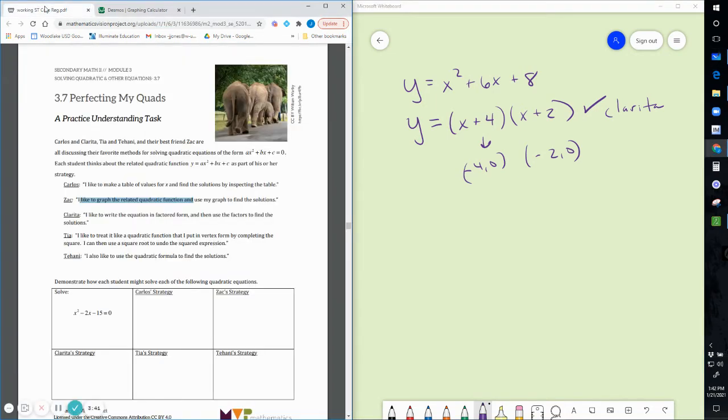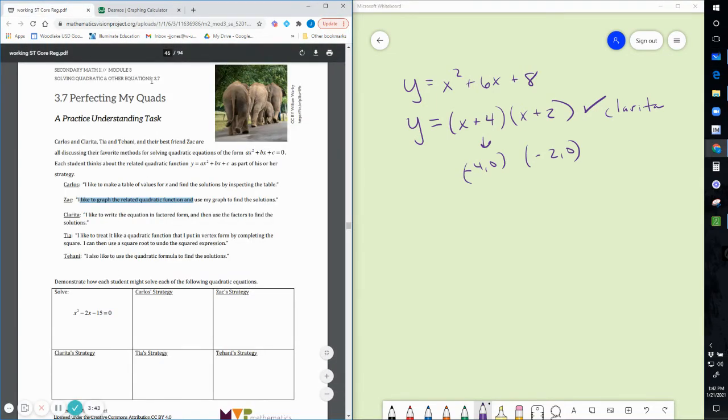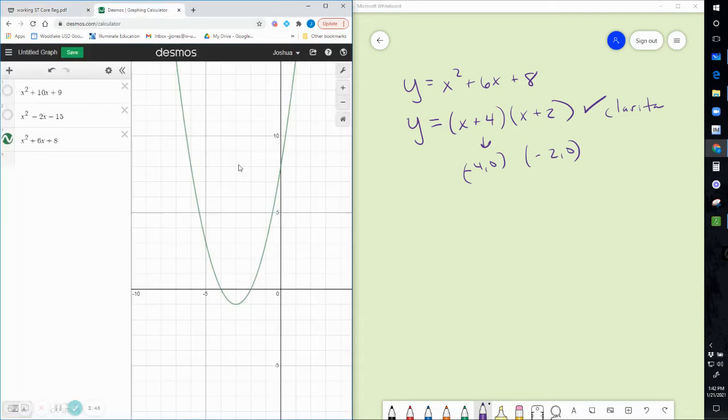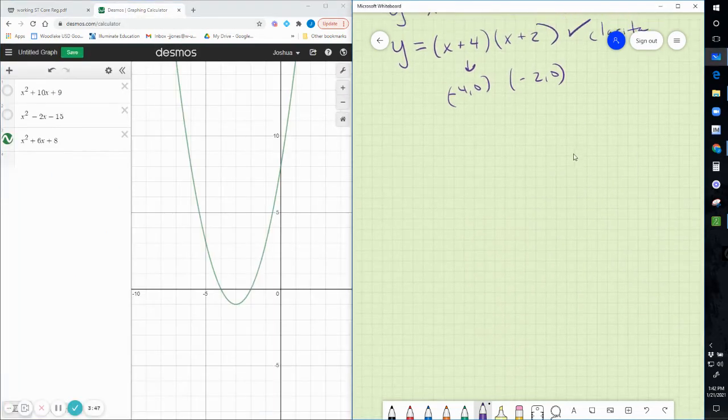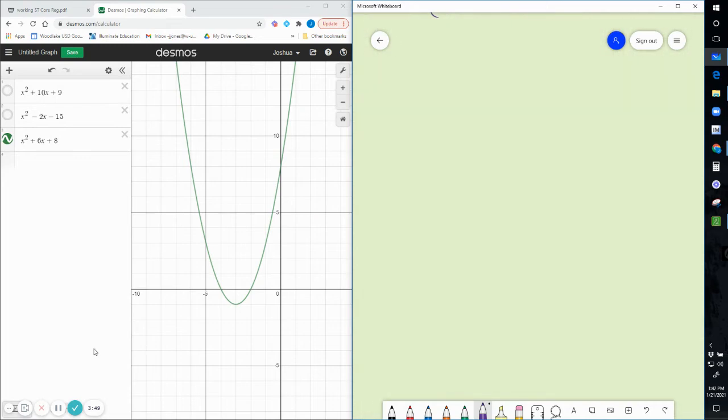All right, now Tia's method, they put it in vertex form. We didn't really do much of that this year because of time. So you're going to look at this graph and see if you can figure out what vertex form is. Okay, you know the stretch is 1, you know where the vertex is.